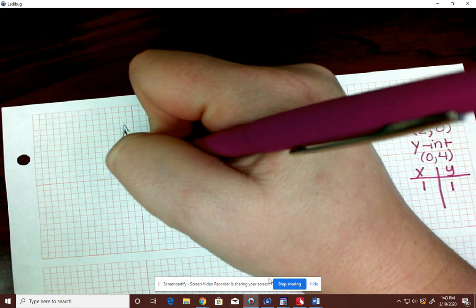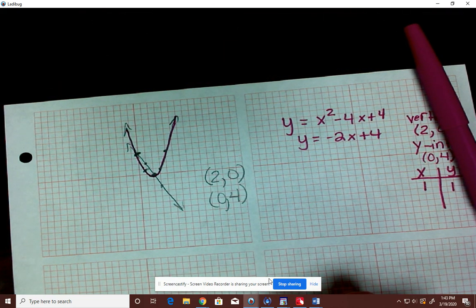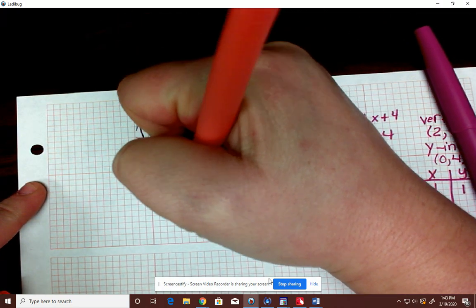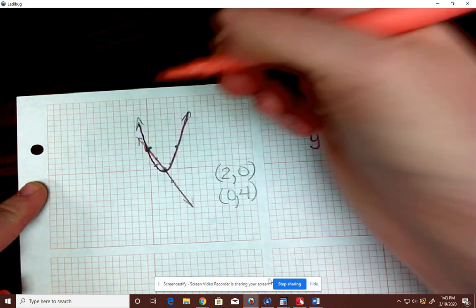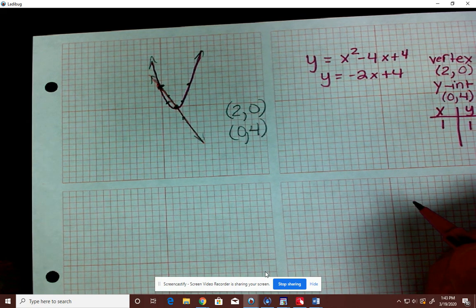Here's my parabola. I highlight these in different colors. And here's my line. So this point and this point. All right, let's look at another example.